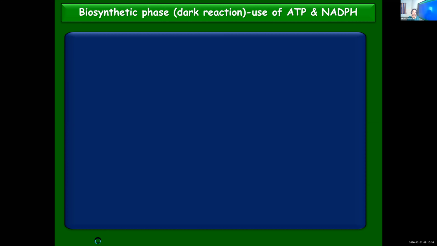Now, as a result of light reaction, two types of molecules are formed. What are those two molecules? Gayatri, what are the two main products of light reaction? ATP and NADPH. And these two are useful in carrying out the next step, that is dark reaction.